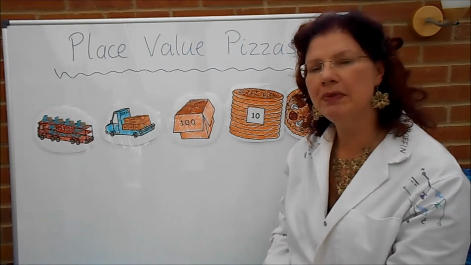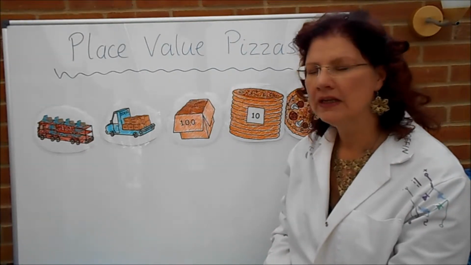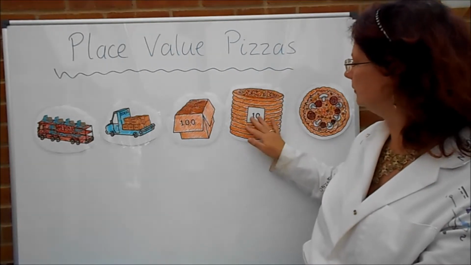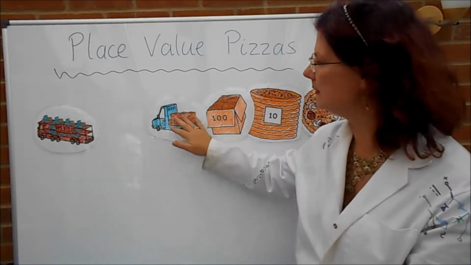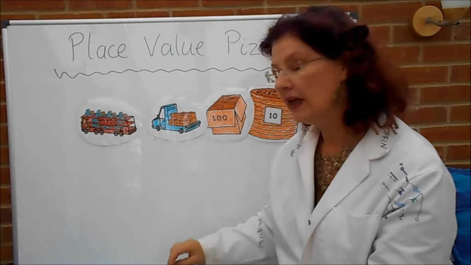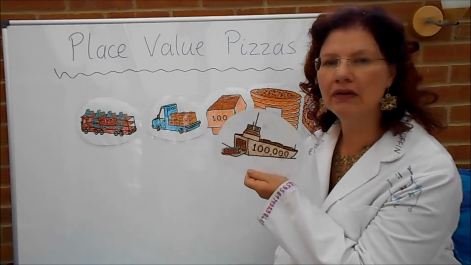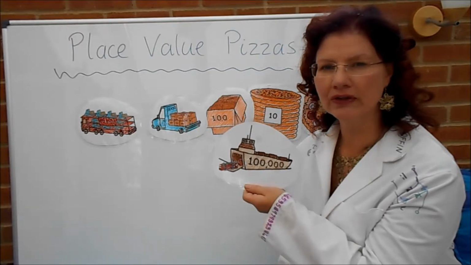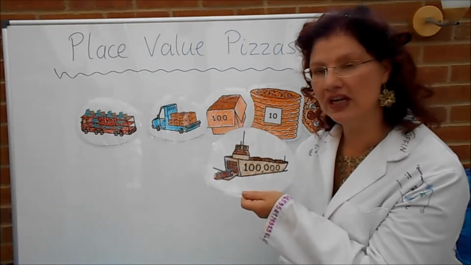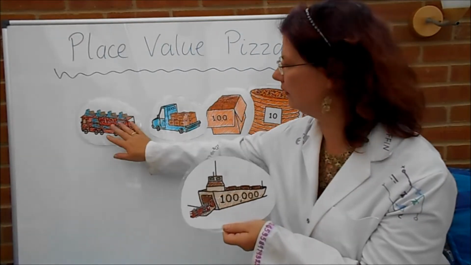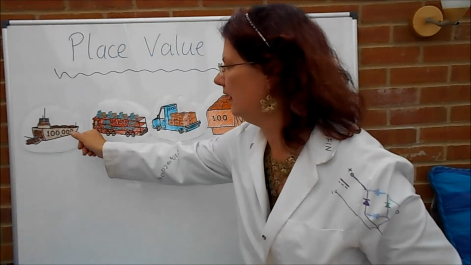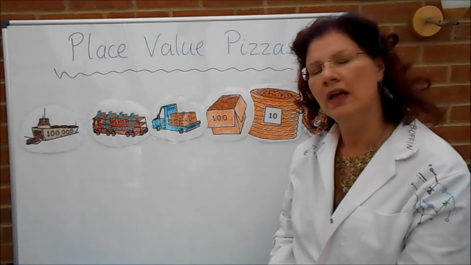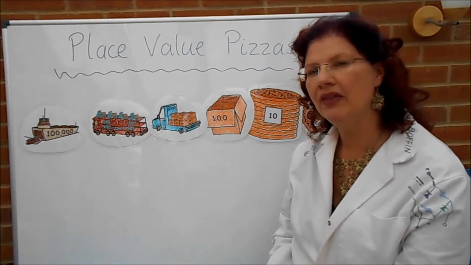What's 10 times bigger than that? 10 times bigger than 10,000, to move all these up a bit, is 100,000. And here I've got a ferry that's got 10 of these car transporters on it. So 10 lots of 10,000 is 100,000. And there it is. And what's 10 times bigger than that?